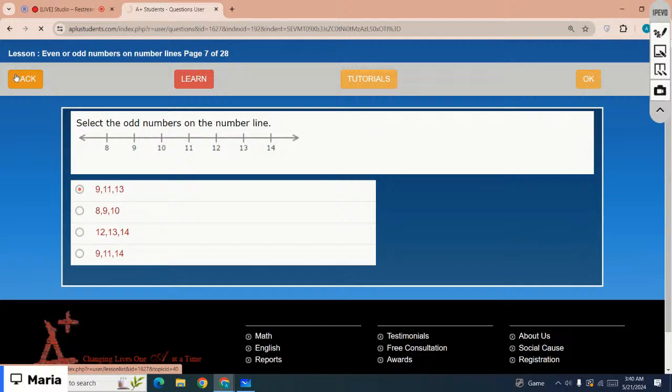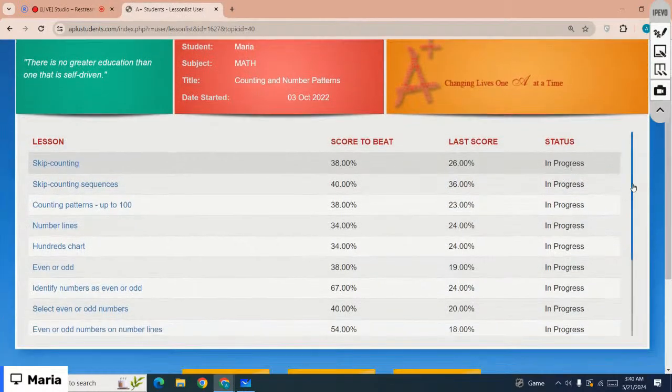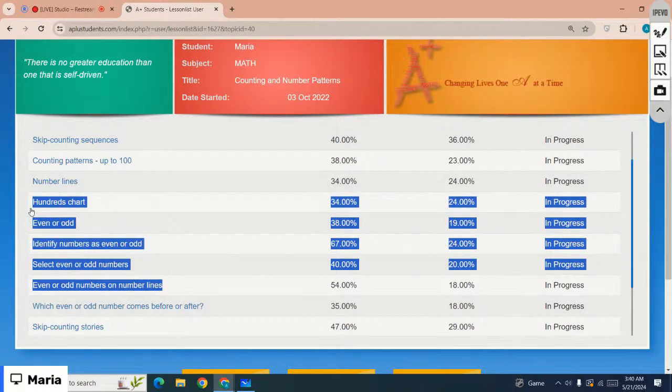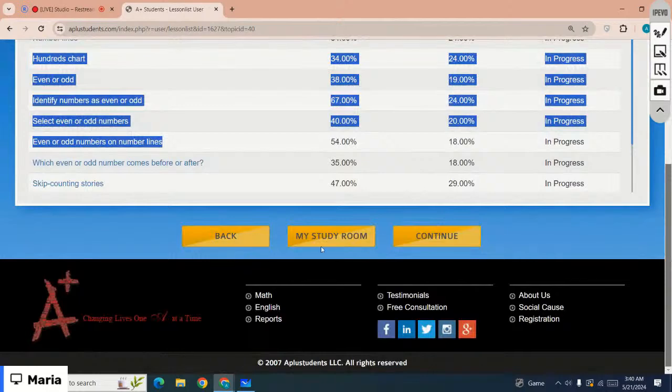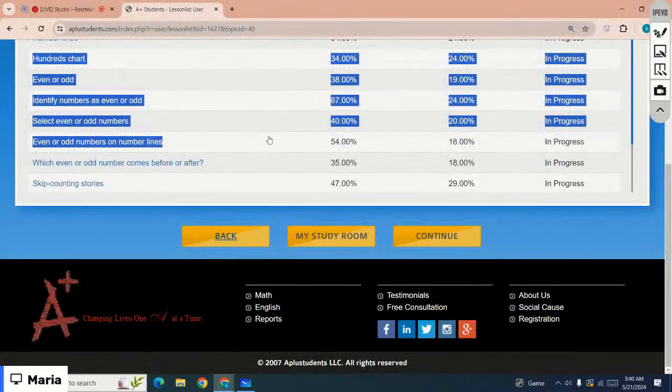So, we were working on grade 2 math. The chapter we were working on is counting and number patterns. The lessons we have covered today are 100 chart, even or odd, identify numbers as even or odd, select even or odd numbers, and even or odd numbers on number line. So please make sure before the next session you complete all the practice questions for the lessons we did today. That is your homework until the next session, right?